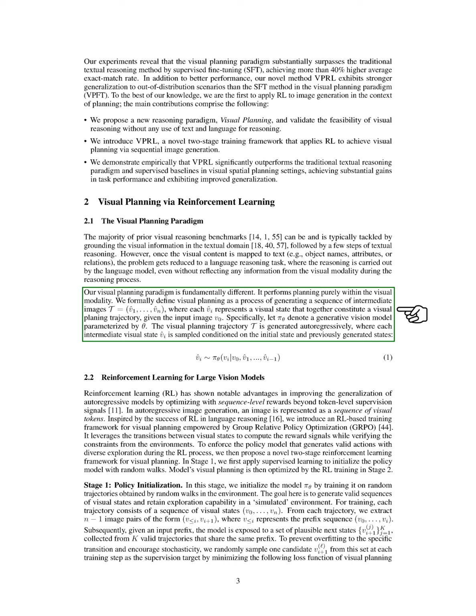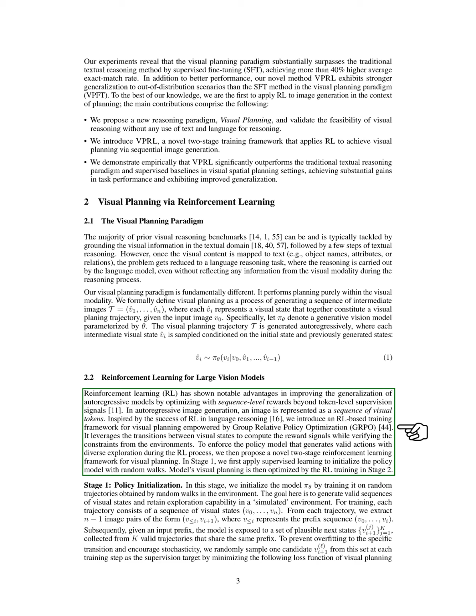We define visual planning as the process of creating a series of intermediate images, where each image represents a visual state that together forms a visual planning trajectory, starting from an initial input image. We denote our generative vision model as pi_theta. Reinforcement learning, RL, has proven effective in enhancing the generalization of autoregressive models by using rewards based on entire sequences rather than just individual tokens.